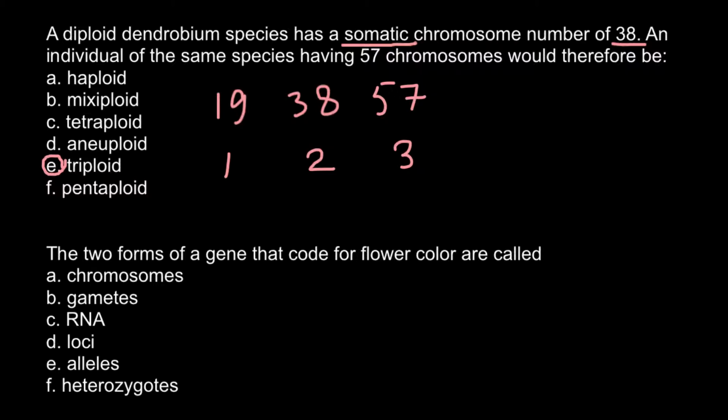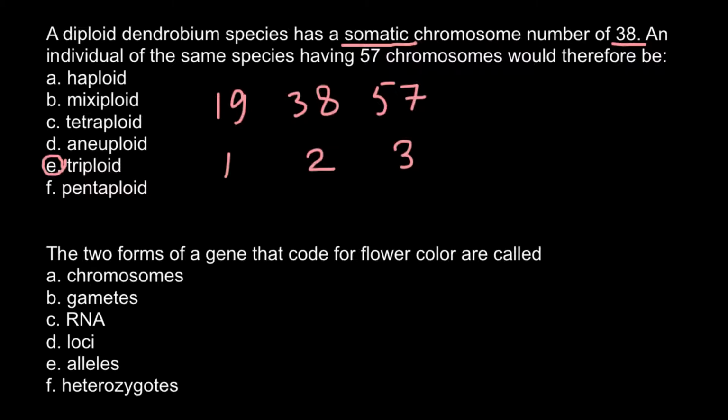And such organisms are rather common nowadays. Many domesticated plants are triploid, especially those plants that do not produce seeds. For example, seedless watermelons, bananas, apples, pears, grapes, and so on. So the correct answer is E.